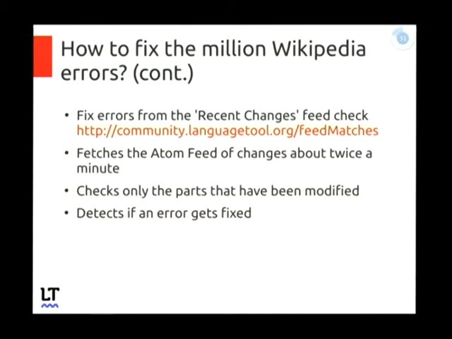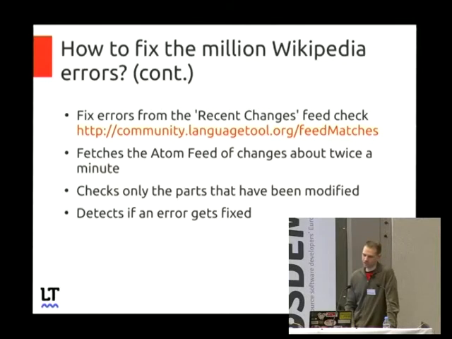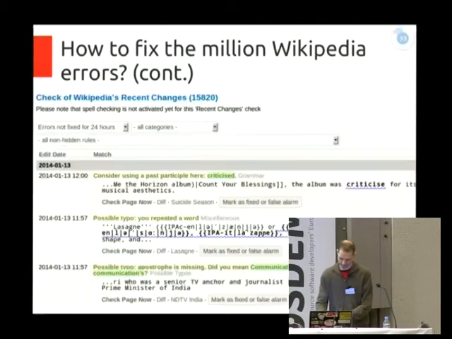So what I suggest is actually something else as a first step. We have a new feature where we check the recent changes from Wikipedia. We fetch this Atom feed of recent changes twice a minute, and then we run LanguageTool over it. Not over the complete articles, but only over those parts that have actually changed. Then we detect if someone has made an edit that has introduced an error, and we also usually detect whether someone has made an edit that has fixed an error. So what we end up with is a database of freshly introduced errors. It looks like this.